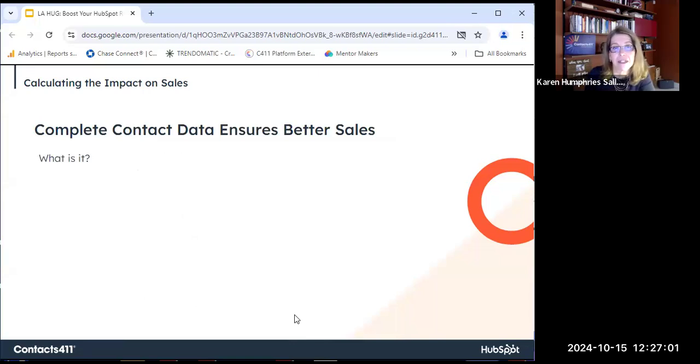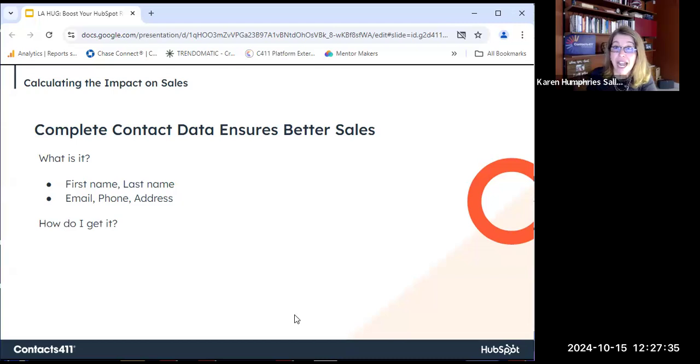Okay. So actually complete contact information also will ensure better sales. What is complete? First name, last name, email, phone, and address. That is considered the gold standard. You want as many of your contacts as possible to have all three. Why? Because the more ways you can communicate with them, the better your chance of keeping it up to date.